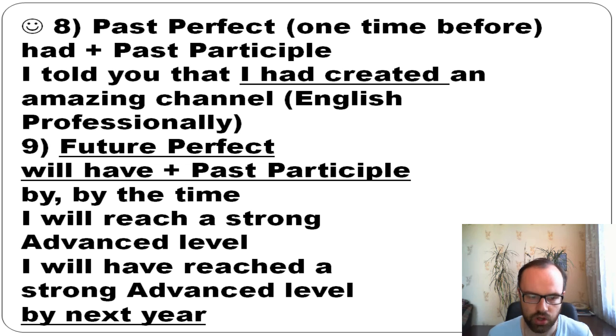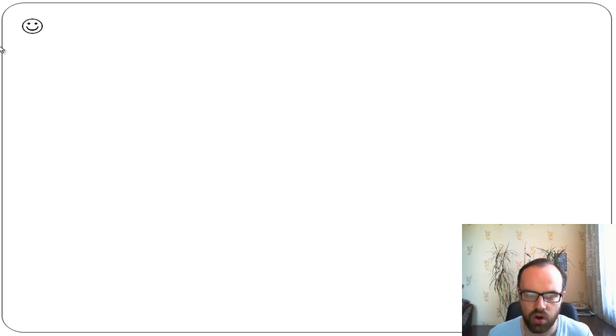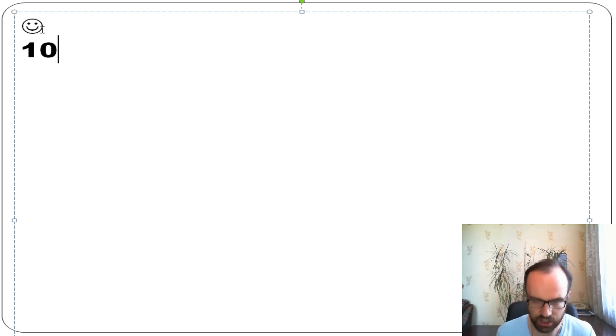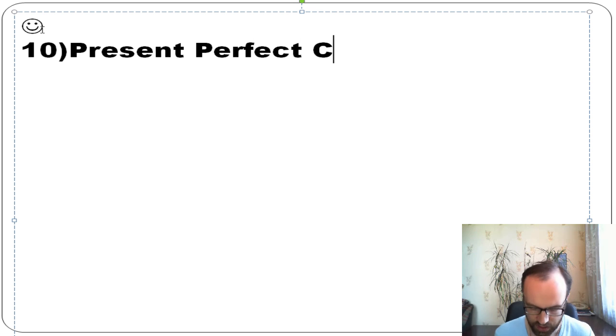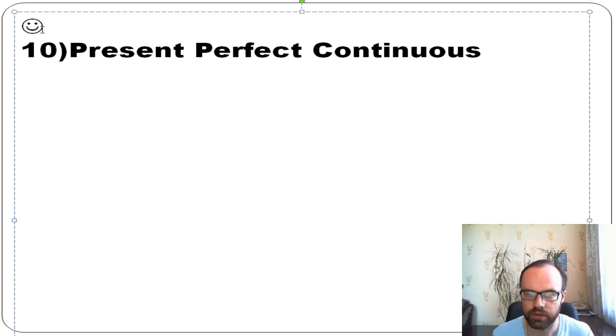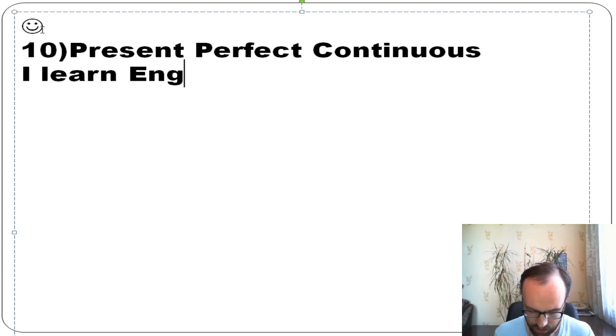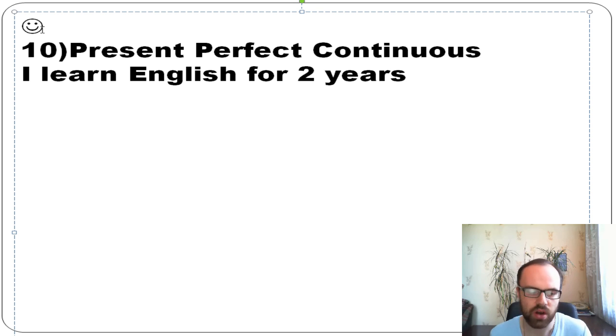All right, you can ask me, okay, that's clear. What about the other tenses? I mean, present perfect continuous. So there is one common mistake which students make again and again. I learn English for 2 years, or I learn English for 5 years. I don't know why, but I hear these kind of sentences again and again, but it's wrong, it's incorrect.